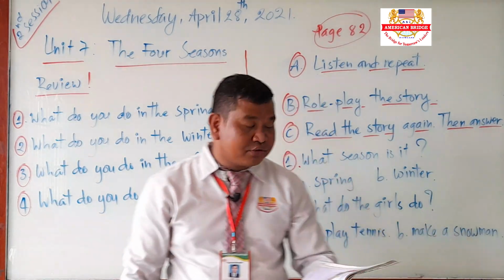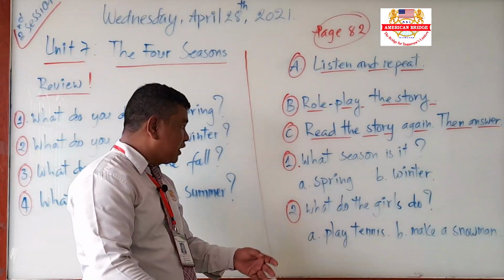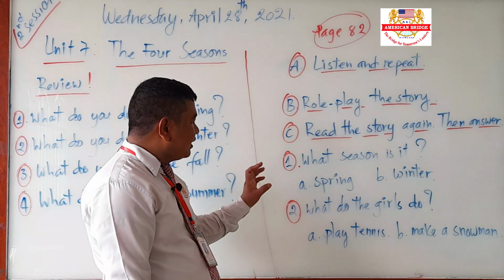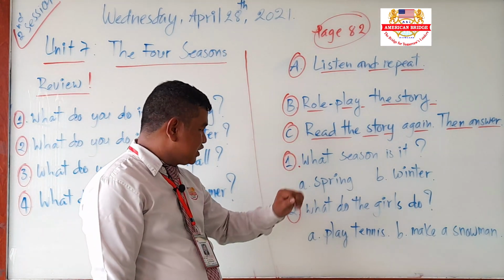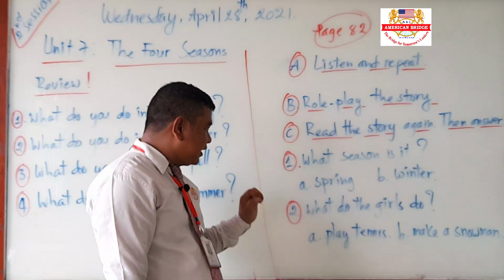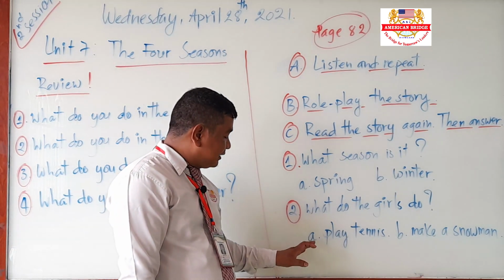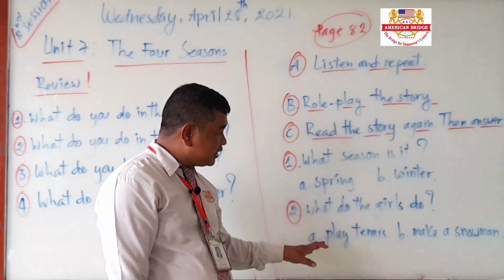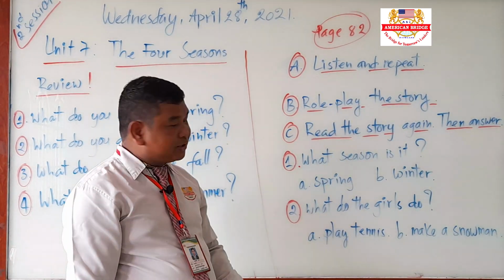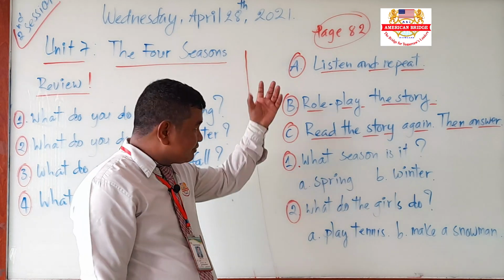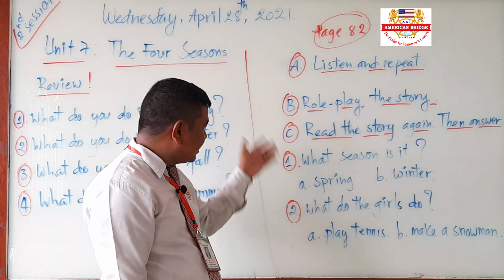Okay. And move to part C, read the story again and answer. So we have only two questions. Number one question, what season is it? A, spring, and B, winter. And number two question, what do the girls do? A, they play tennis, or B, they make a snowman. So you can answer correctly after you do the listening carefully.